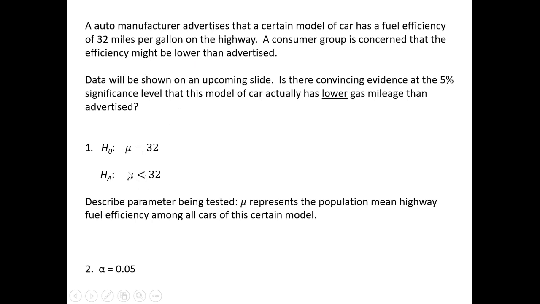Our null hypothesis we know has to have the equal sign in it, but the stuff on both sides, the mu and the 32, will be the same. All right. And in this situation, mu is a population mean, specifically the mean highway fuel efficiency among all cars of this certain model. And we're not told what it is. Is it a Honda Accord or a Toyota Highlander? We don't know, but all cars of that type.